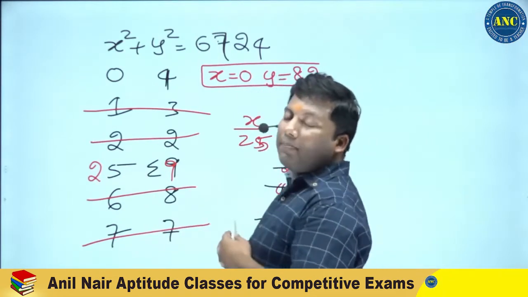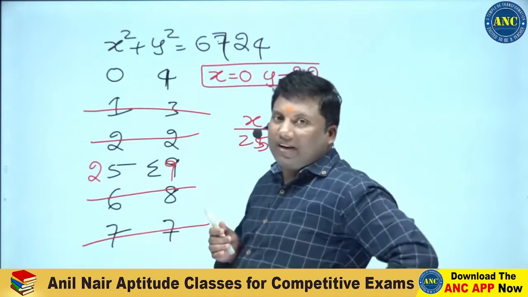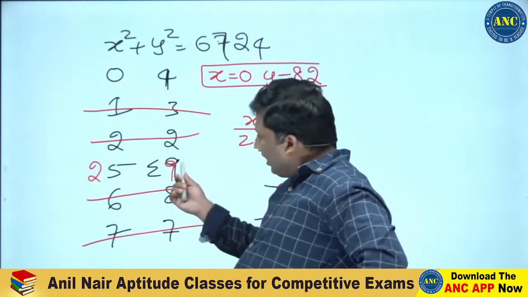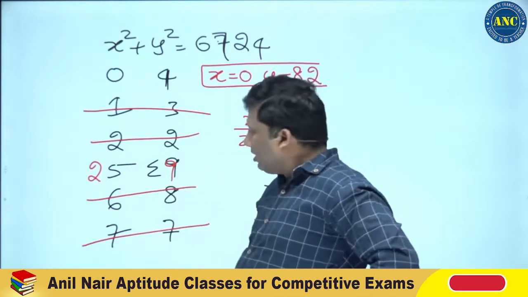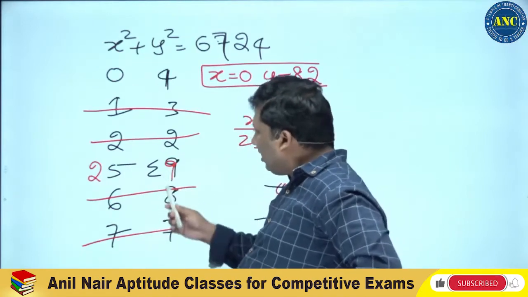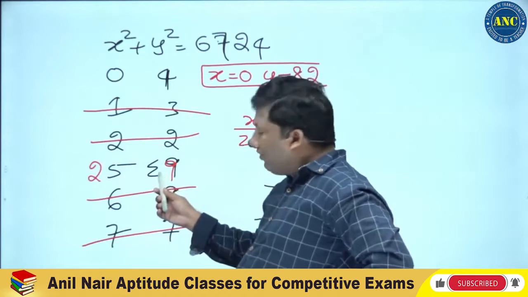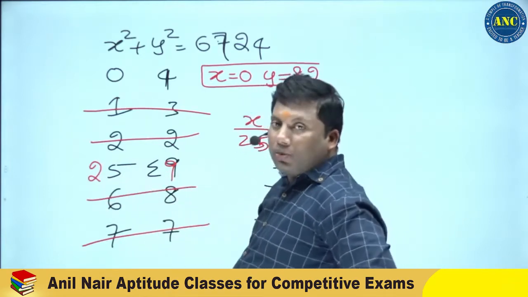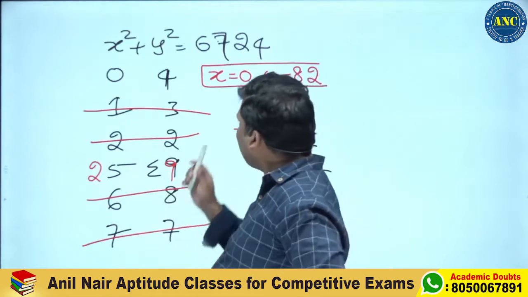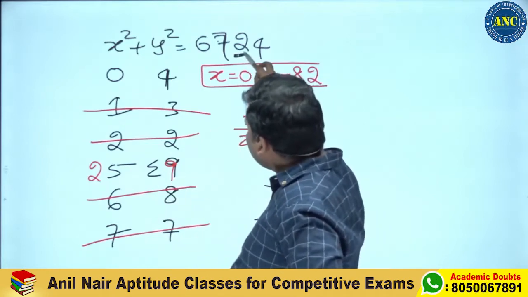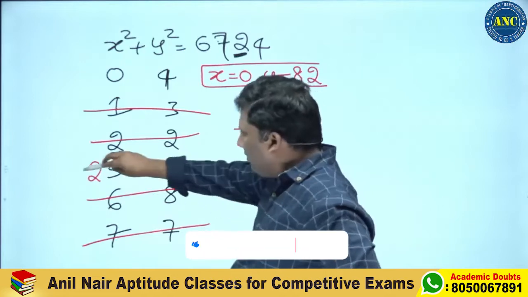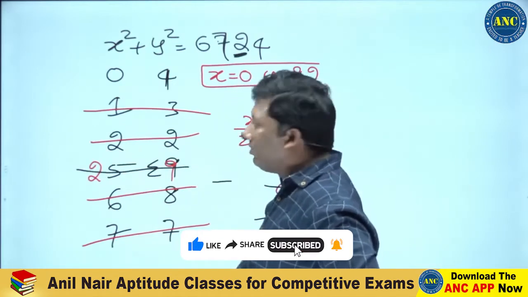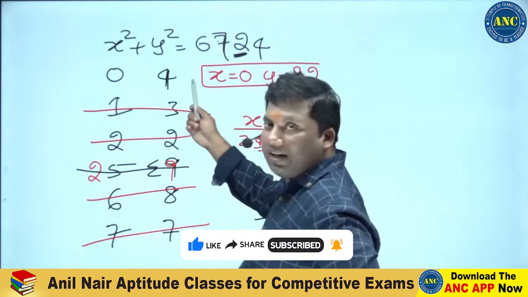Why? Because for any perfect square ending with 9, the tens place is an even number. So 9 plus 5 is 14, 4 and 1 carried, even plus 1 is odd, so it can never be 24. That means none of these cases are possible. Let us see any other cases.